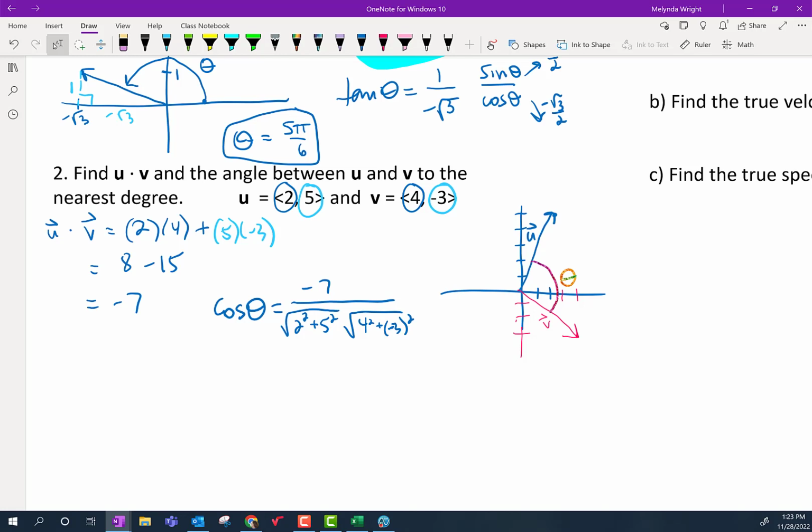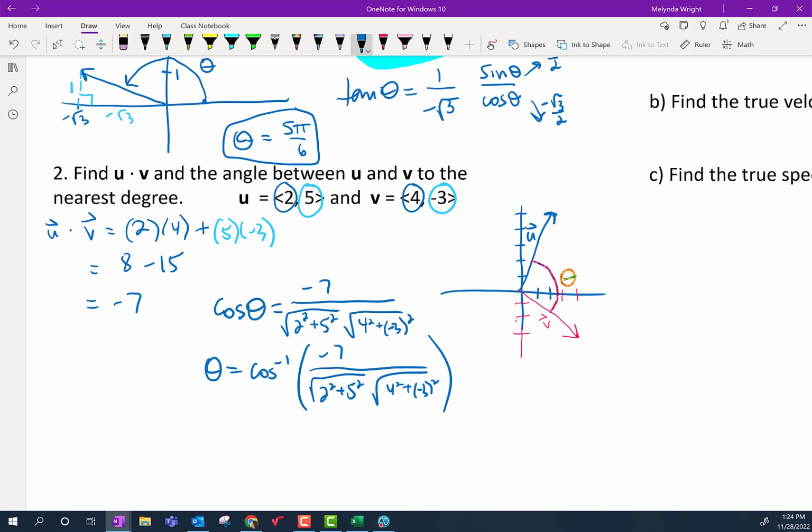When I put this in my calculator, if you recall from times past, we would arccosine both sides so we could solve for theta. So theta is actually going to be the inverse cosine of negative 7 over the square root of 2 squared plus 5 squared times the square root of 4 squared plus negative 3 squared. I'm going to pause there for a moment so you can get that down. Then we're going to put that in the calculator.